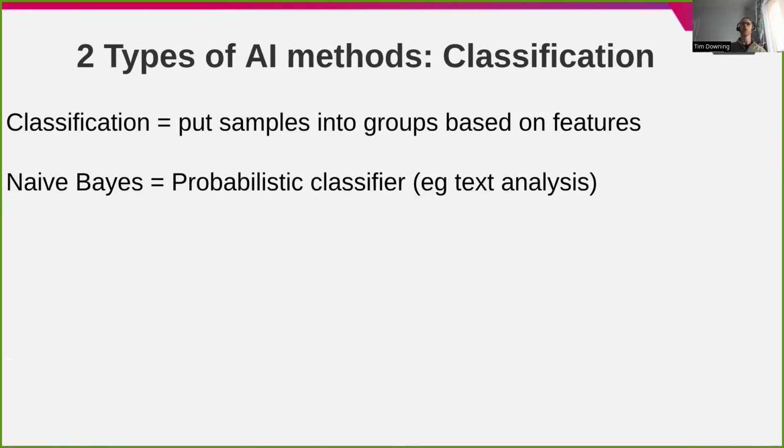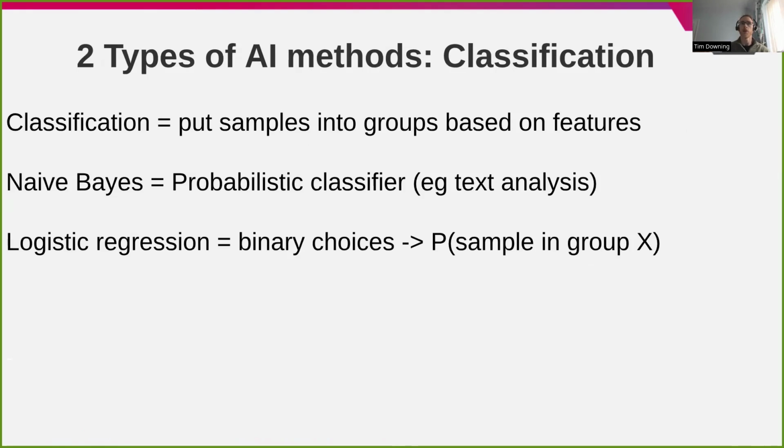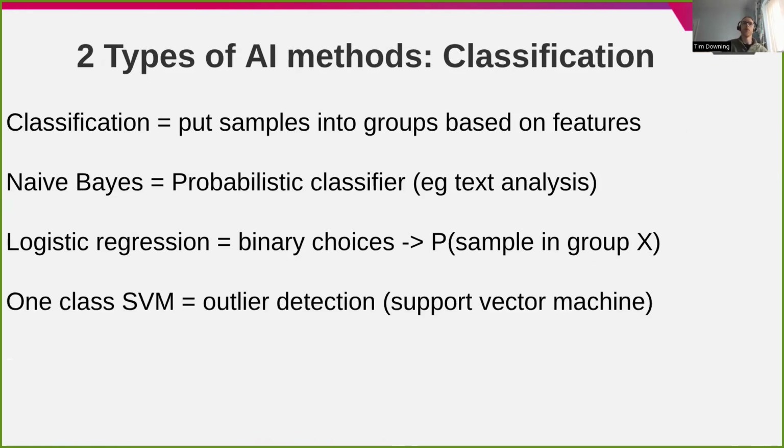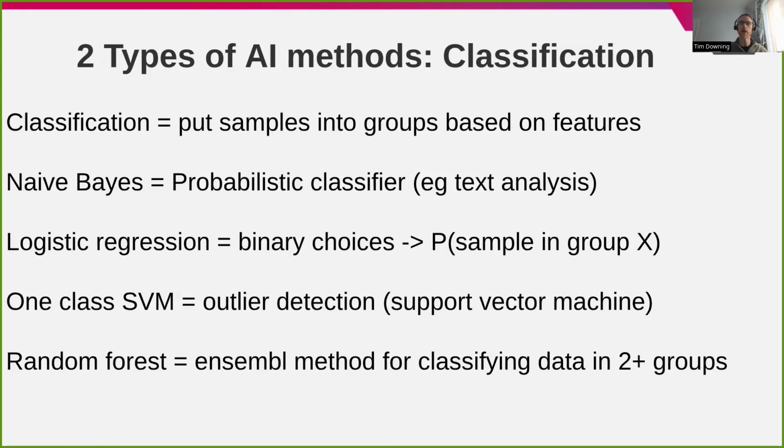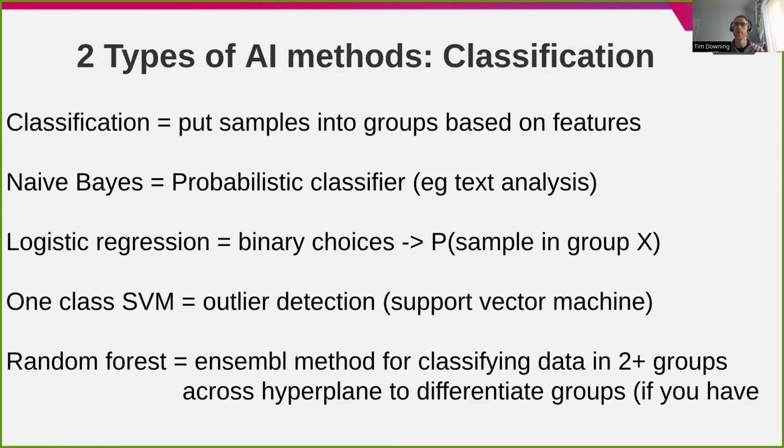There are also different types of classification methods. So we may want to classify the samples into groups based on features. You can have a naive Bayes classifier, for example, for text analysis. Logistic regression allows us to model binary choices, such as the membership of a sample to a particular group. And then also SVM, support vector machines, and other tools can be effective for a range of things, including outlier detection. And then random forest is a very common ensemble method for classifying data in two or more groups.